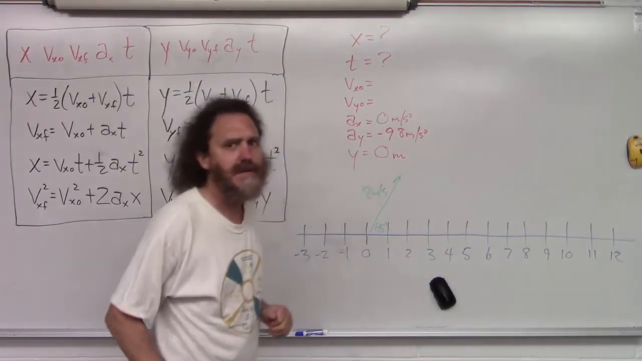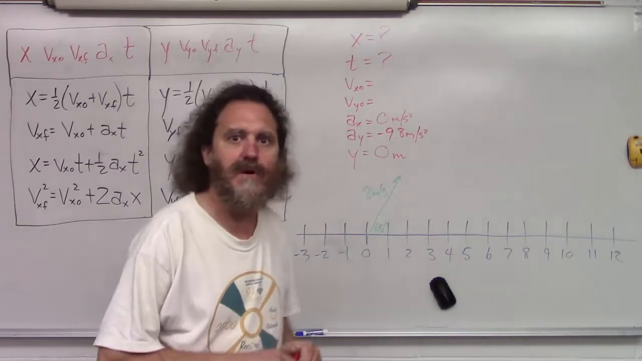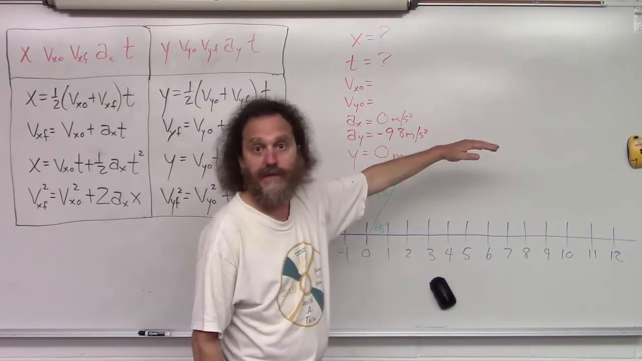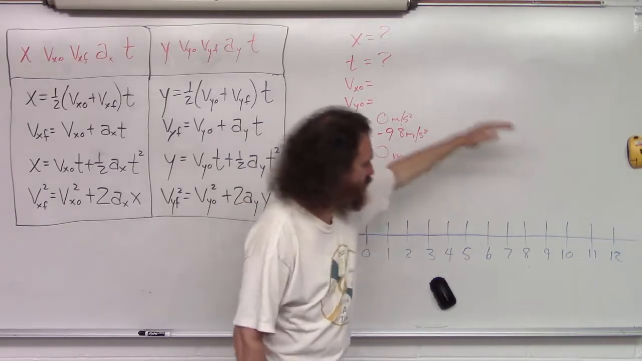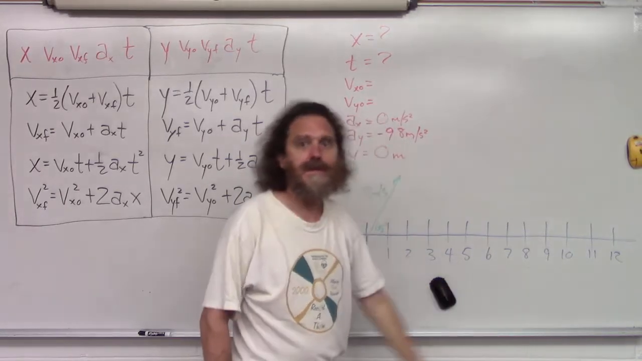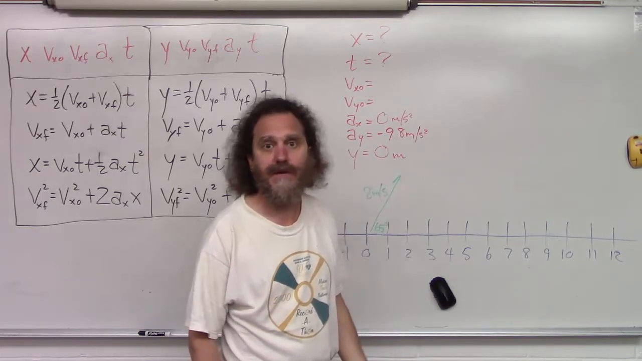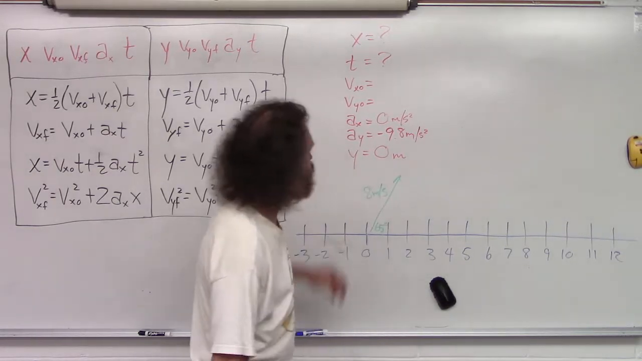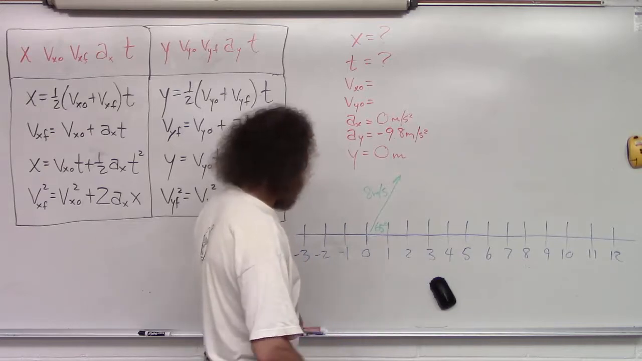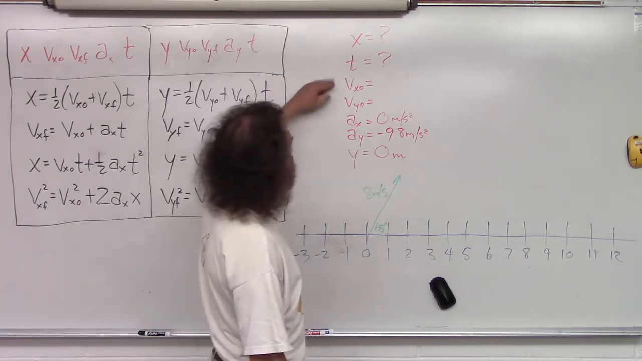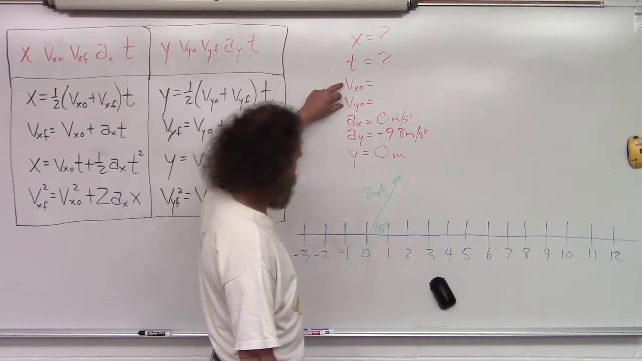Does that make sense? If I was firing this cannonball onto the top of a 5-meter building, then y would be 5 meters. If I was shooting it down into a valley that's 10 meters deep, then y would be minus 10 meters. But in this case, it's 0. Okay? So this is the stuff that we know. Now let me calculate these.